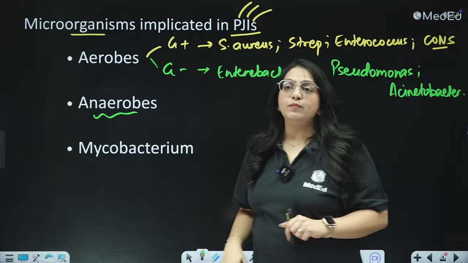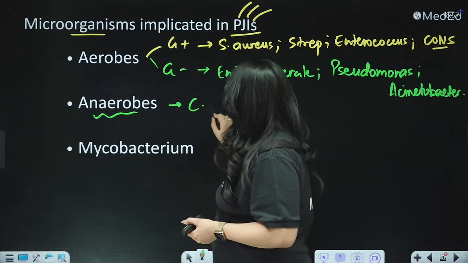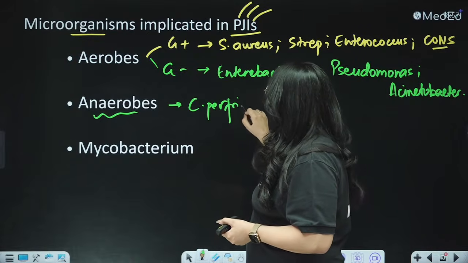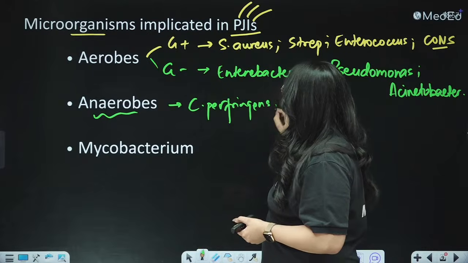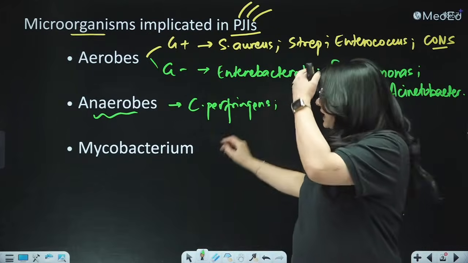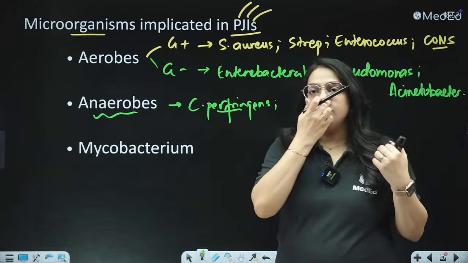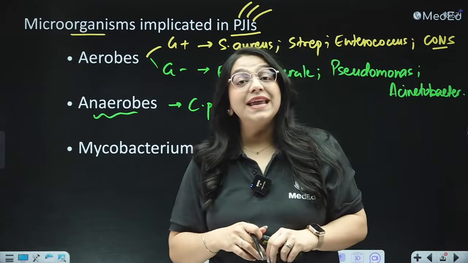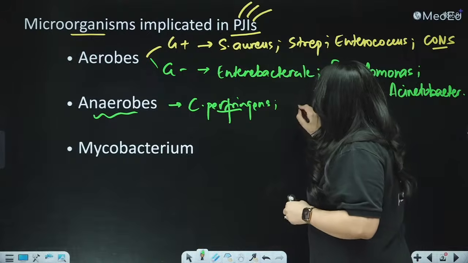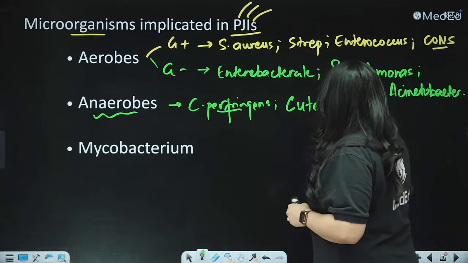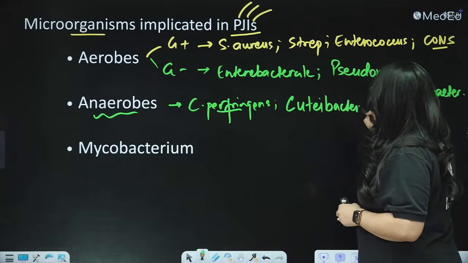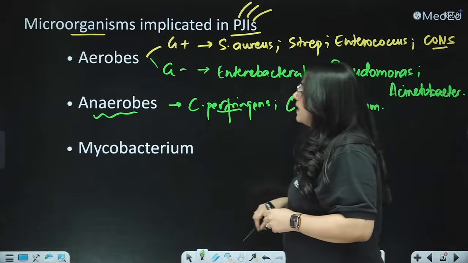Anaerobes are supremely important. How can you forget the Clostridium species, Clostridium perfringens? If this happens in your patient, this is absolutely bad news, because this is a highly myonecrotic organism. It is going to cause lots of tissue destruction and gangrene inside the patient. Then there is a very cute bacteria called Cutibacterium. Cutibacterium can also lead to this infection.